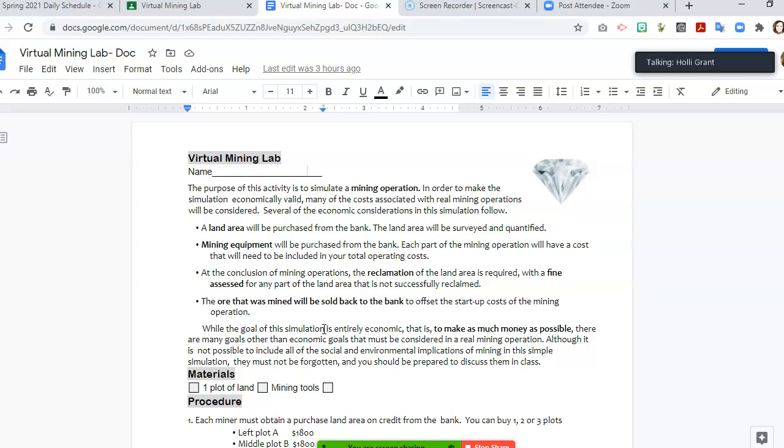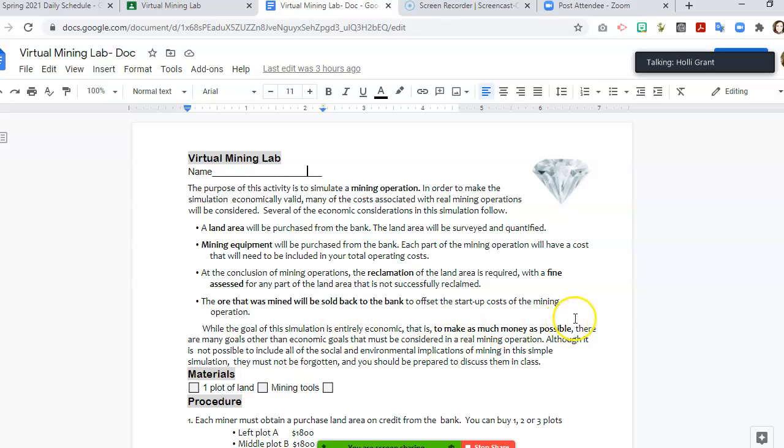The mining equipment is ultimately going to be how quickly you can use your keypad or your mouse pad to click things. Some of you might have good mouse control, so it'll be interesting to see how quickly kids click today. At the conclusion of mining operations, the reclamation of the land area is required, with a fine for any of the land that you're not able to reclaim. I'm going to go over those stipulations here in a second.